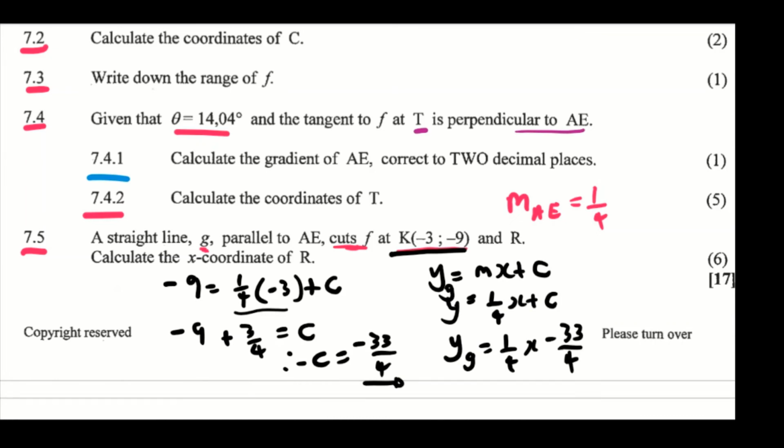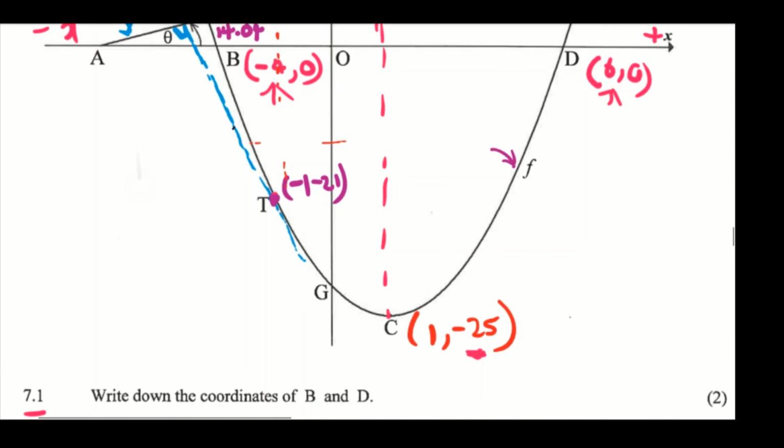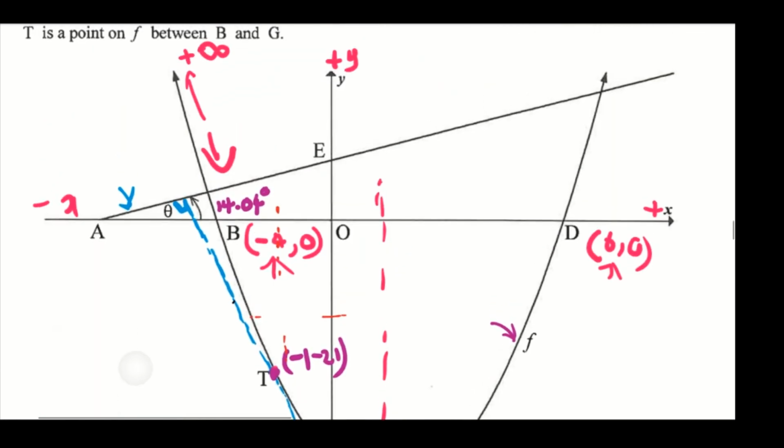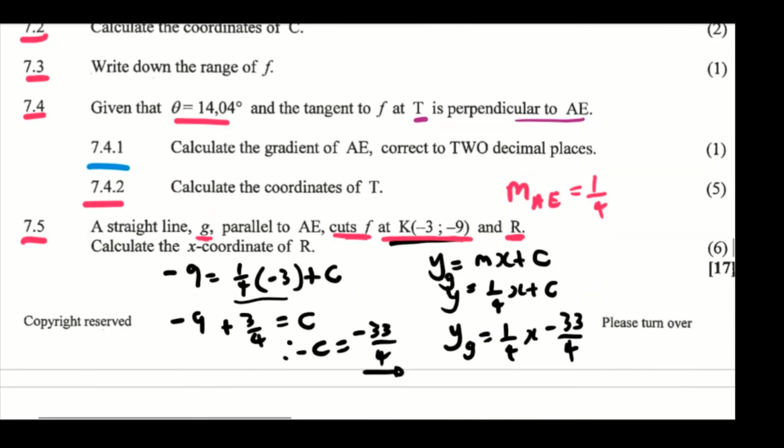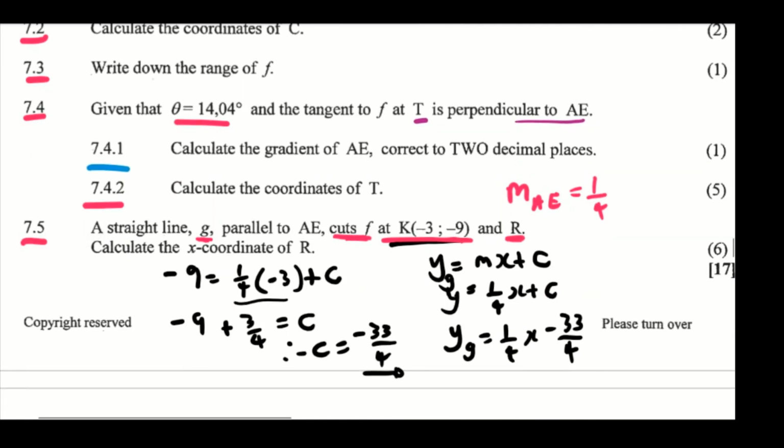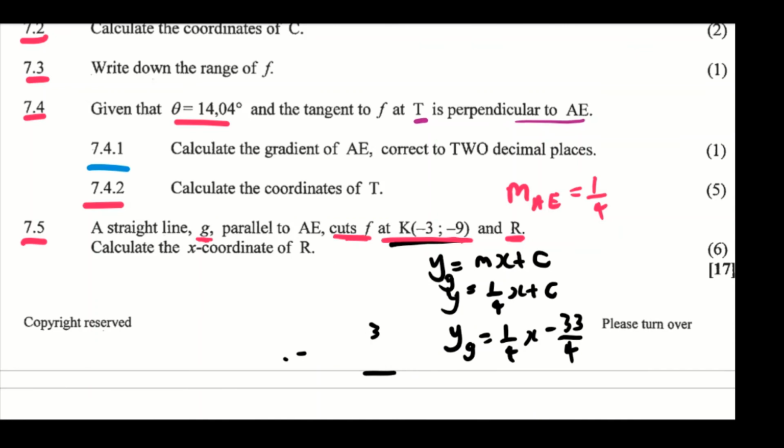So that is the straight line, but we're not done. The question says something here. Now it tells us that this line of g is going to cut the graph of f at K and at R, you see. So we don't know where R is. There's no R in the graph. It's not really indicated, but it's going to cut at 2 points, basically. That's what it's saying. So calculate the x coordinate of R, right?